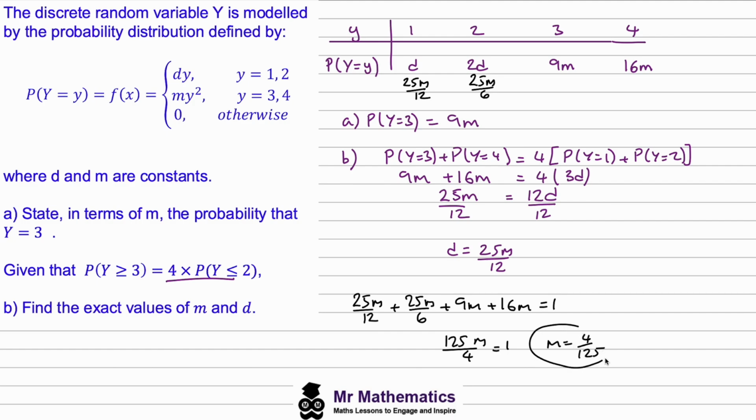And then we can use this value of m, we'll substitute it into here to work out d. So d will be 25 twelfths multiplied by 4 over 125. And this gives us 1/15. So this is our value of d here. Okay? Well, I hope that's given you an idea on how we can solve problems with discrete random variables.